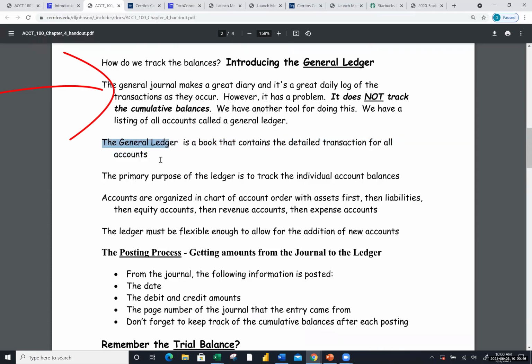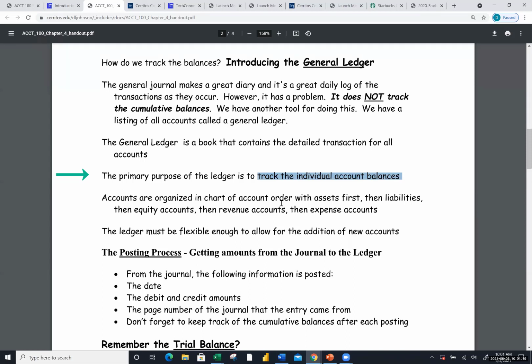So here are some facts about the ledger. The ledger is a book that contains the detailed transactions of all the accounts. The primary purpose is to track account balances. So at any point in time, if I want to know how much cash I have, I should be able to turn to the ledger and see how much cash I have. If I wanted to know how much debt I am in, I would flip over to accounts payable and loans payable and any other payables and see how much debt I'm in.